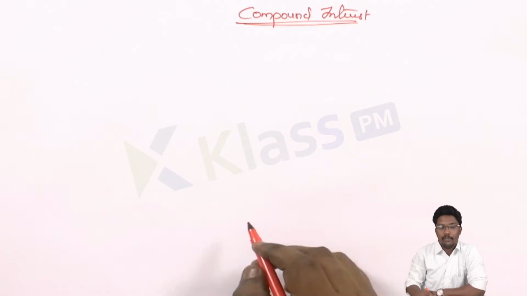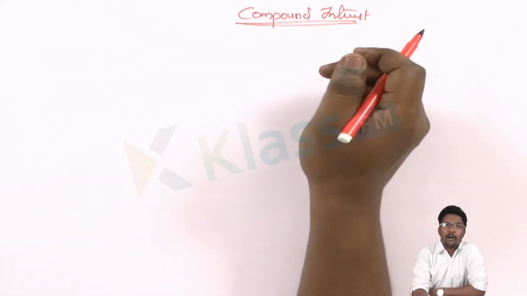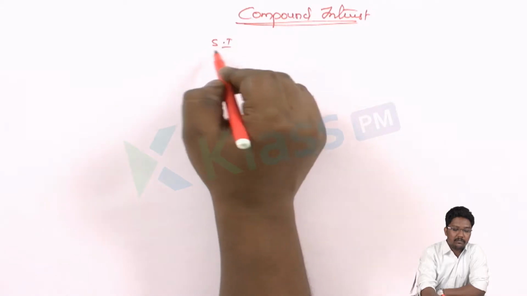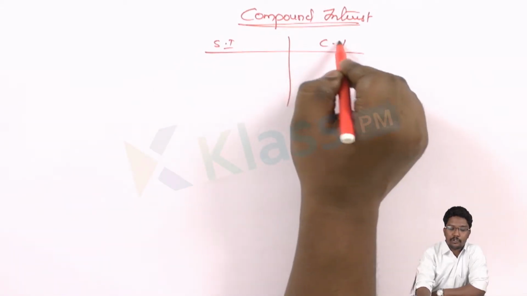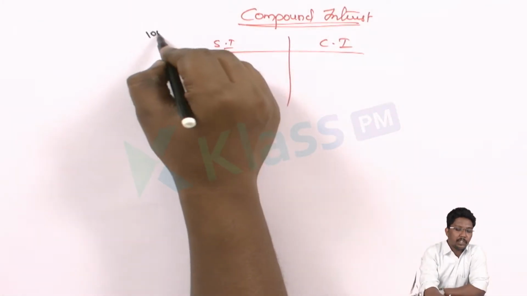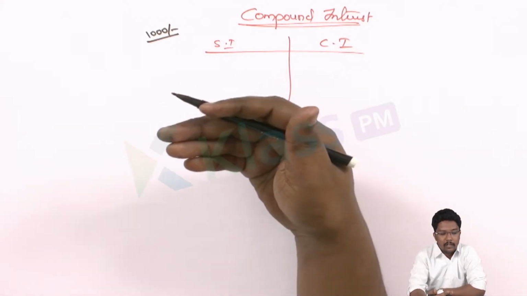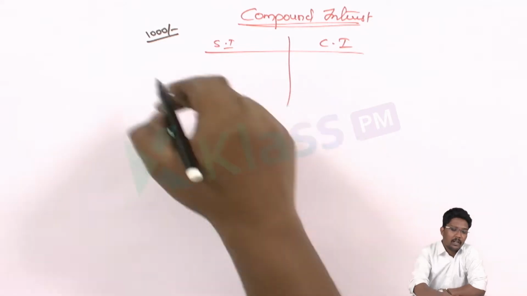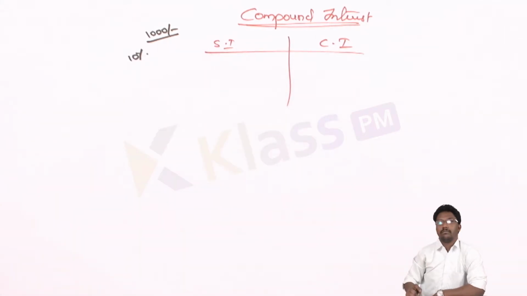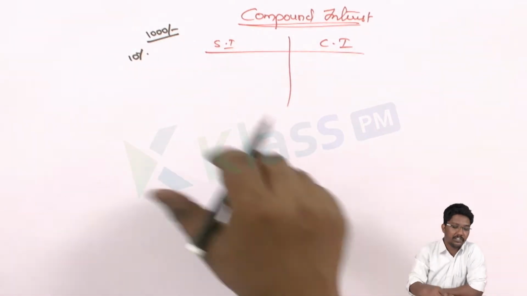Compound interest. First of all, I will compare compound interest and simple interest. Let us consider these two tables. I am assuming 1000 rupees as my initial investment, or the amount I took as a loan, at the rate of 10% per annum. It is very simple to understand if you consider the values.